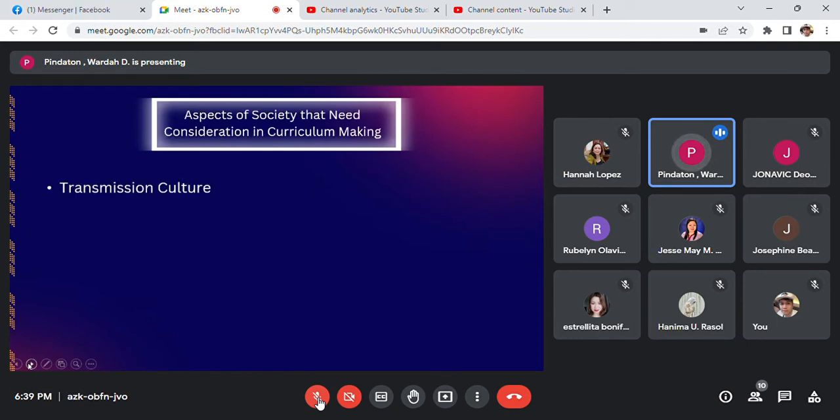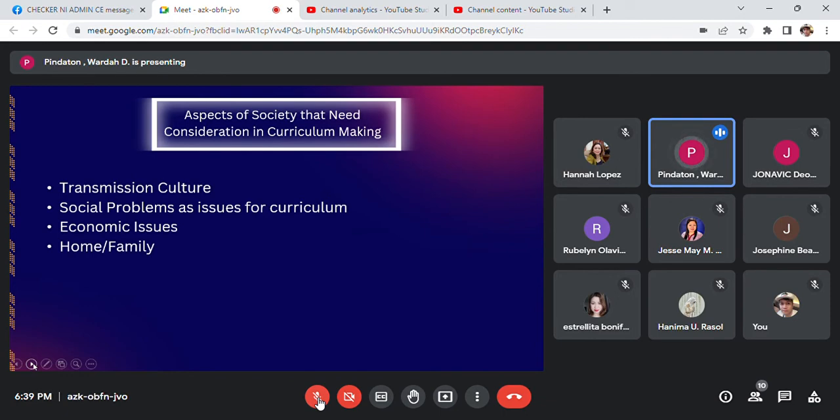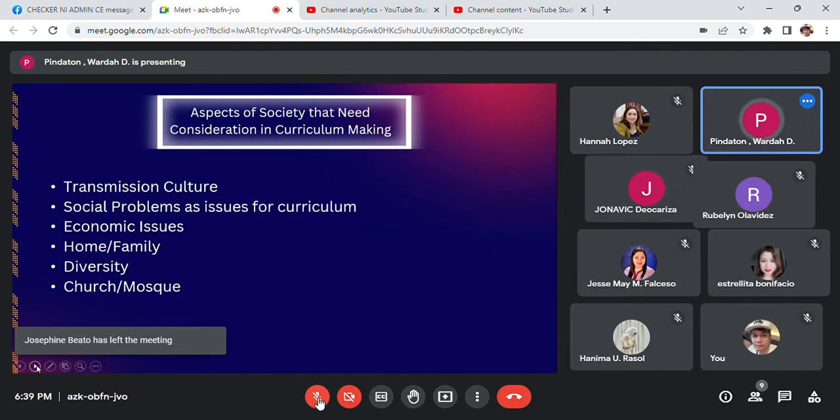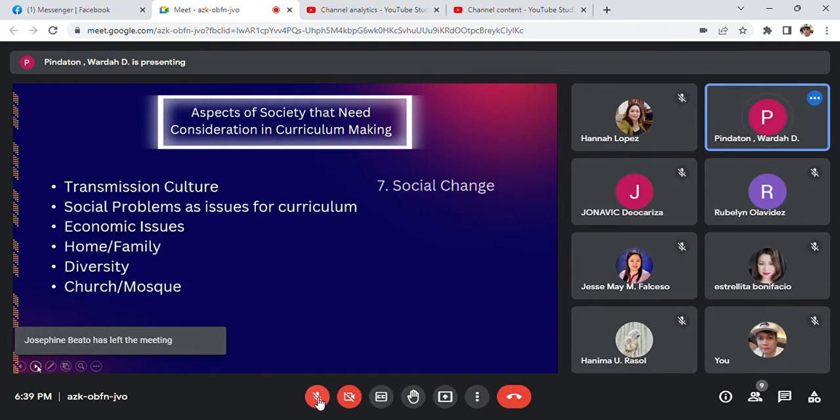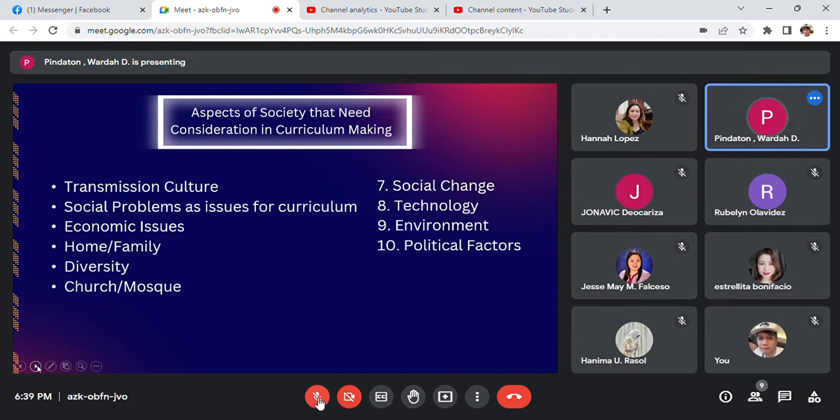There are many aspects of society that need consideration in curriculum making, and these include the following: transmission of culture, social problems as issues for curriculum, economic issues, home or family, diversity, church or mosque, social change, technology, environment, political factors, child and child psychology.